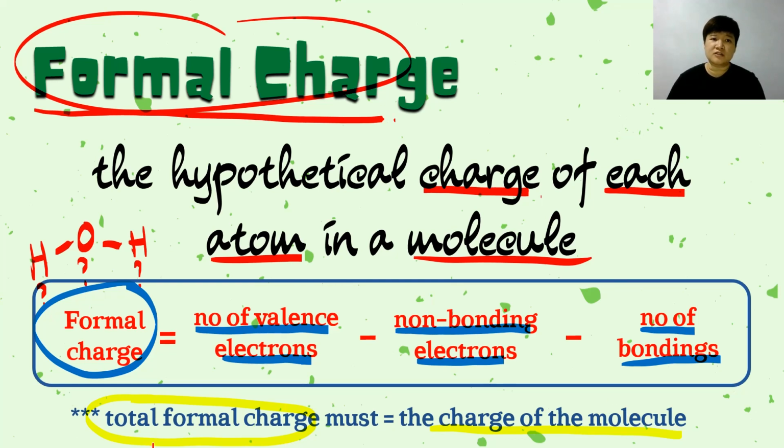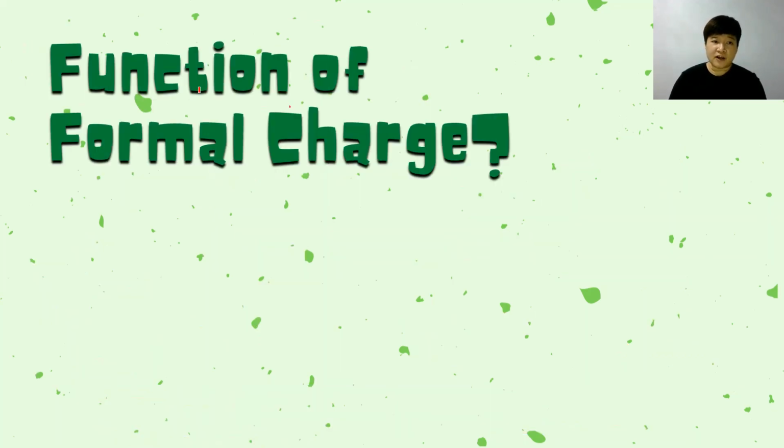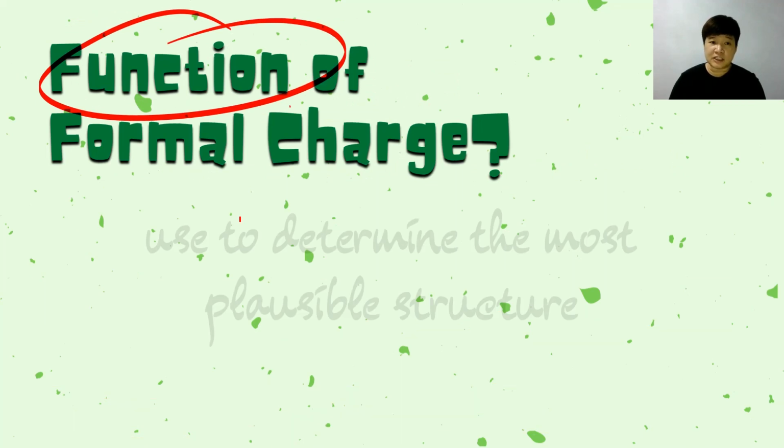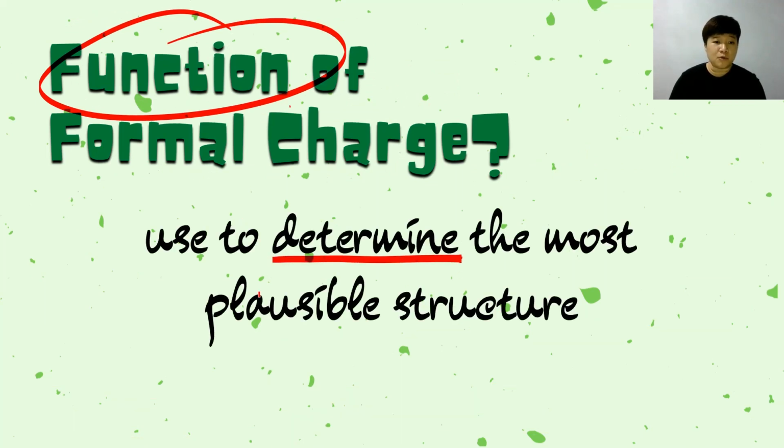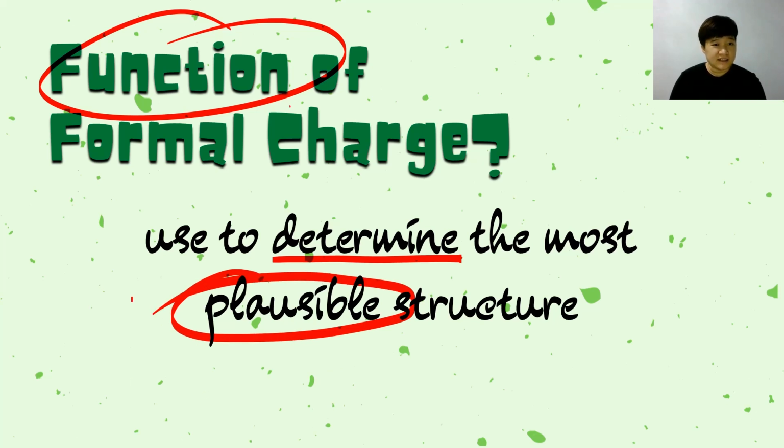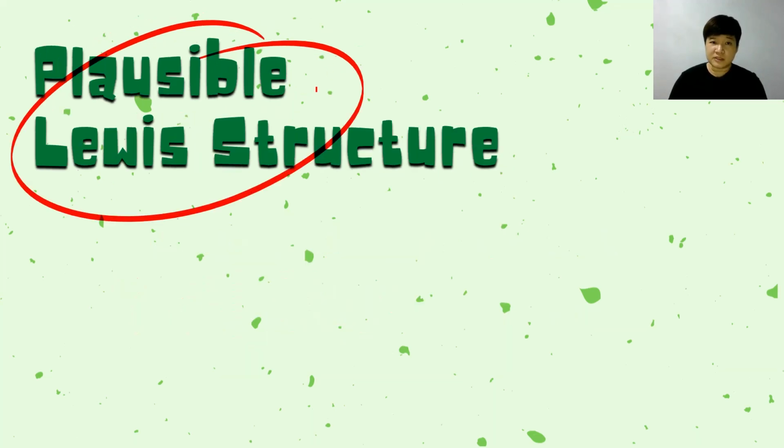So, what is the function of formal charge? The function of the formal charge is to determine the most plausible structure. But what is a plausible structure? A plausible Lewis structure is the most stable Lewis structure. You might have more than one Lewis structure for a molecule, so we are going to choose the most stable Lewis structure.